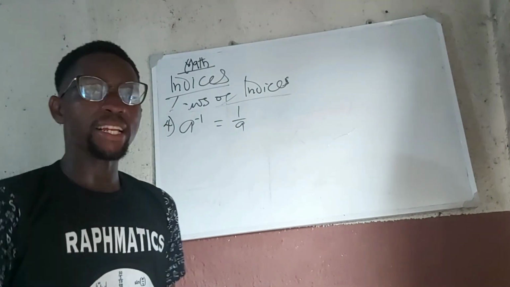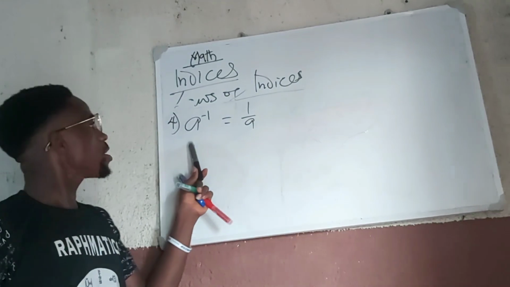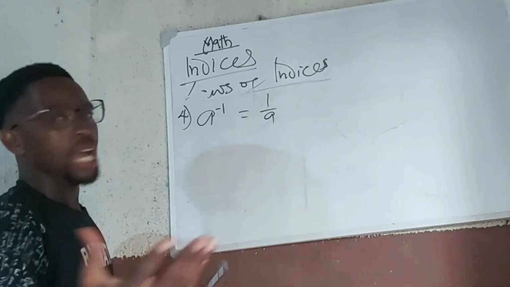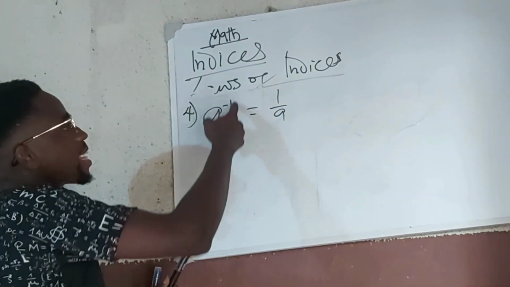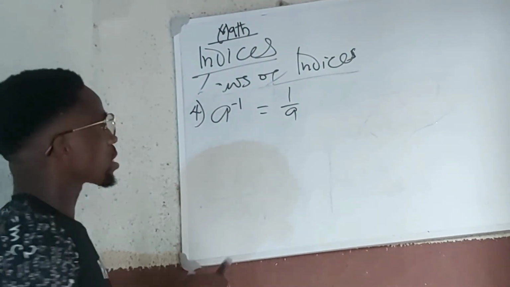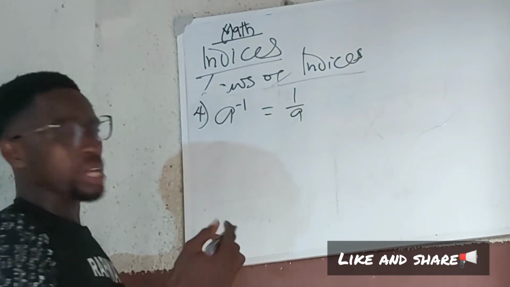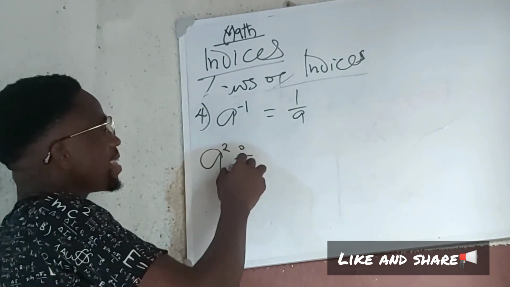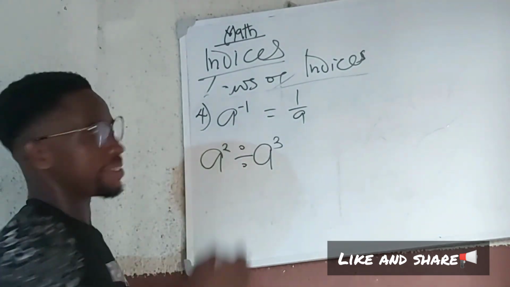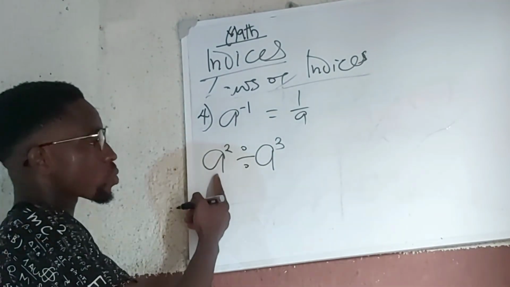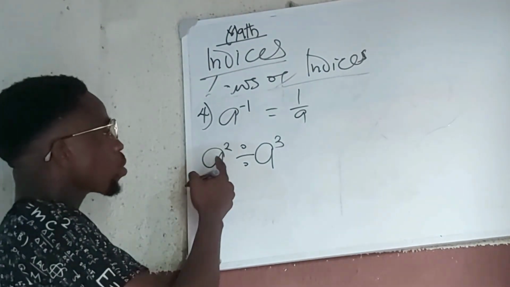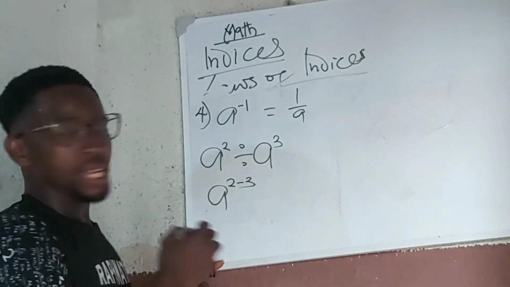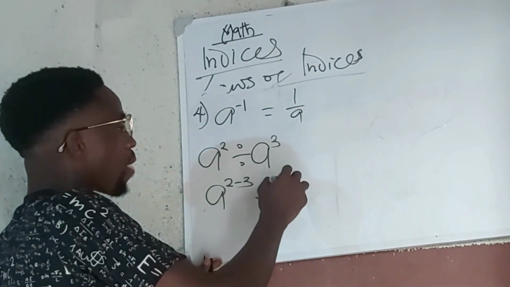Okay, similarly, let's get to this part. 8 to power minus 1 is equal to 1 upon 8. So how true is that? Let's take 8 to power minus 1 and find out what it will be. By law of indices, let's have something like 8 to power 2 divided by 8 to power 3. So by law of indices, this is 8 to power 2 minus 3, and that is 8 to power minus 1.